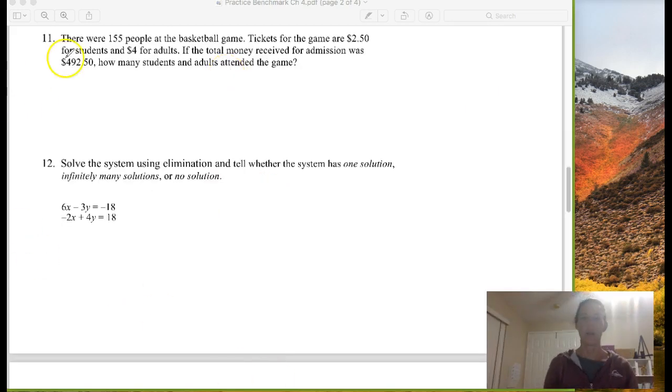All right, number 11: there were 155 people at the basketball game. Tickets for the game are $2.50 for students and $4 for adults. If the total money received for admissions was $492.50, how many students and how many adults? So always make your variables based on the question, how many students and adults? So if you want to use X and Y, let X equal number of students.